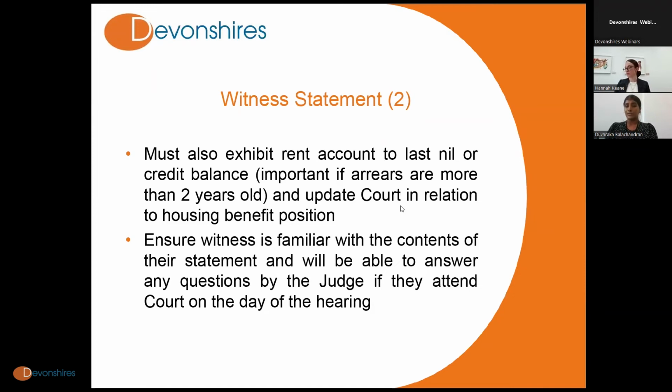Again, with the witness statement, it is very crucial that the person who is doing the witness statement is familiar with the content of the statement, because there is a high possibility that the defendant might seek a legal representative or even ask a duty solicitor. So, and even the judge might cross-examine you at the hearing. So the person who is doing the witness statement should attend the hearing and also be familiar with the contents of the statement.